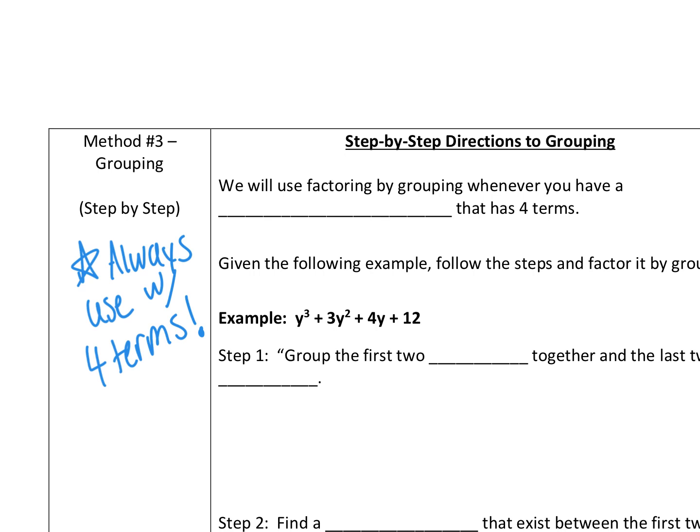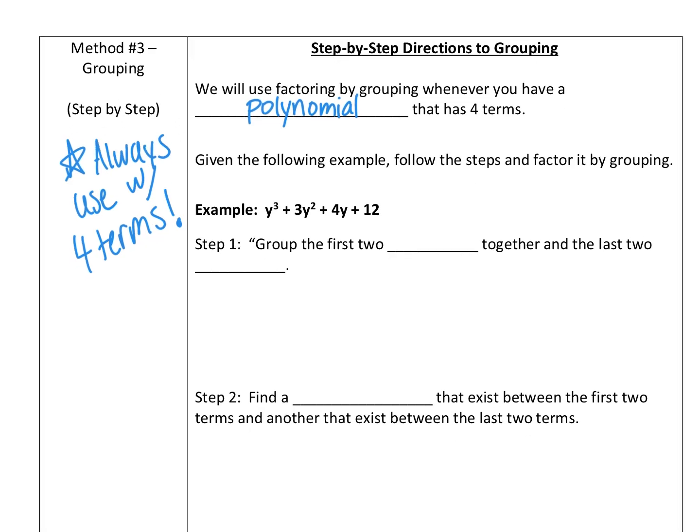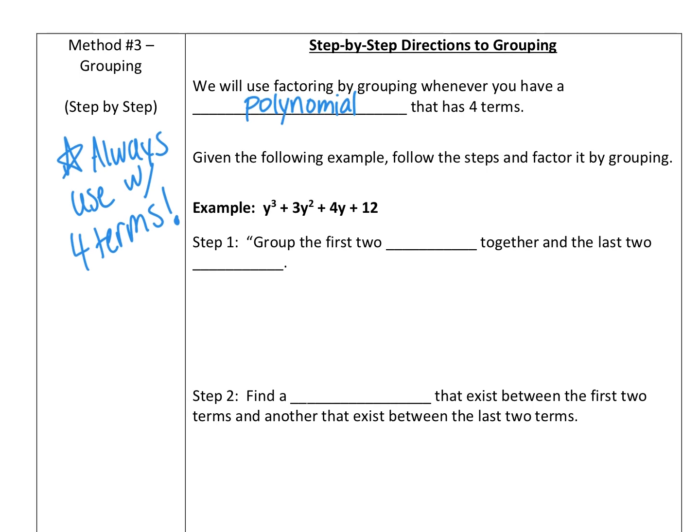So we will use factor by grouping when we have what's called a polynomial. Remember, that's just a big fancy word for what these equations look like, that has 4 terms. So, given the following example, we want to follow the steps to factor it by grouping. Same as all factoring methods, we first look at all the terms and ask ourselves, is there a GCF? And if I look here, there is not for this one.